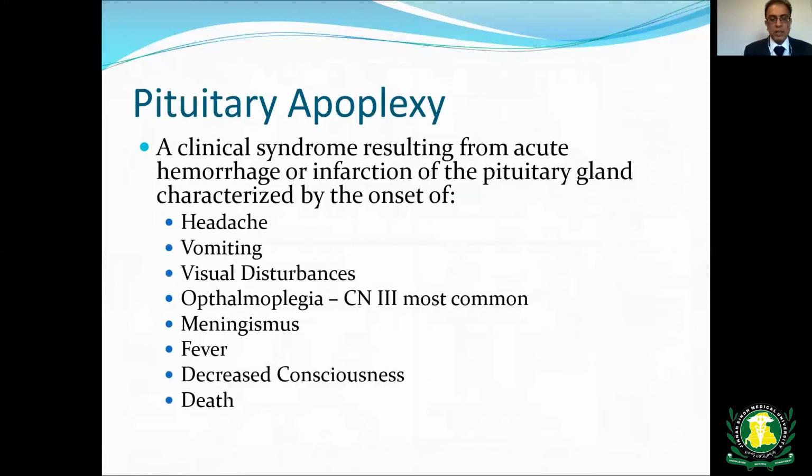So what is a pituitary apoplexy? Basically, it is a clinical syndrome resulting from acute hemorrhage or infarction of the pituitary gland, characterized by severe headache, vomiting, visual disturbance, ophthalmoplegia, most commonly third nerve, signs of meningism, fever, decreased consciousness, or even death.